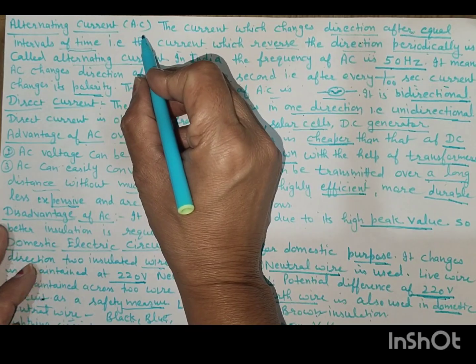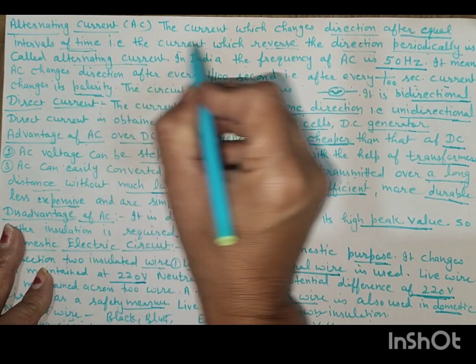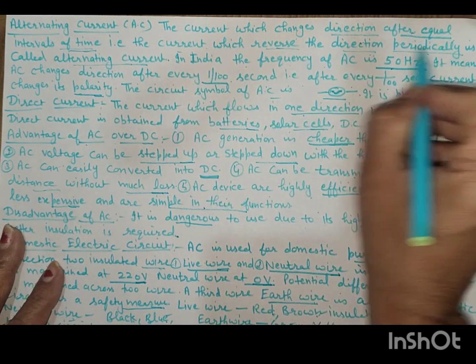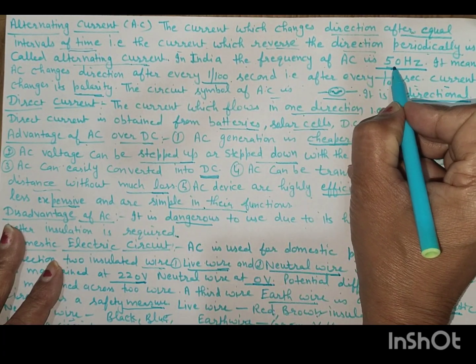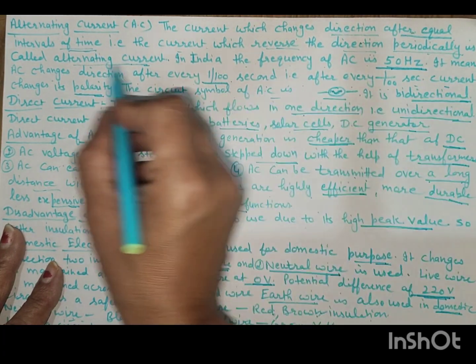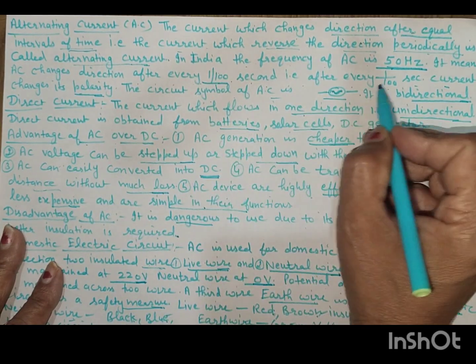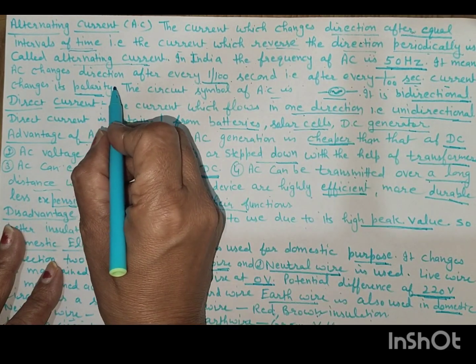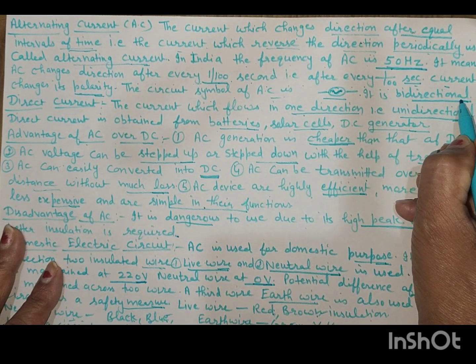Alternating current or AC. The current which changes direction after equal intervals of time, that is, the current which reverses the direction periodically, is called alternating current. In India, the frequency of AC is 50 Hz. It means AC changes its direction after every 1 by 100 seconds, that is, current changes its polarity. The circuit symbol of AC is this. It is bidirectional and changes periodically.